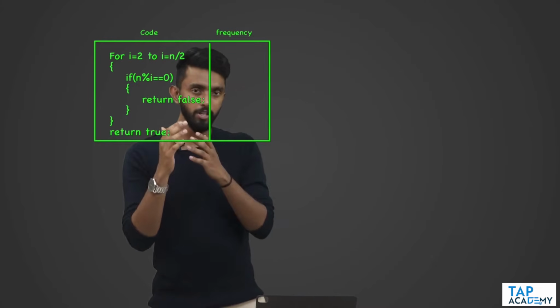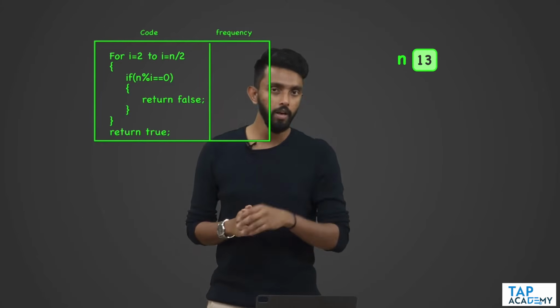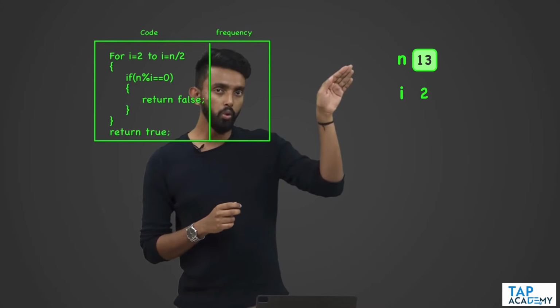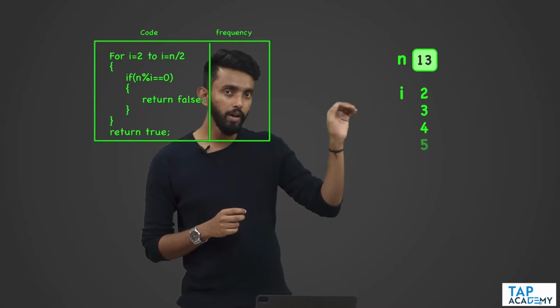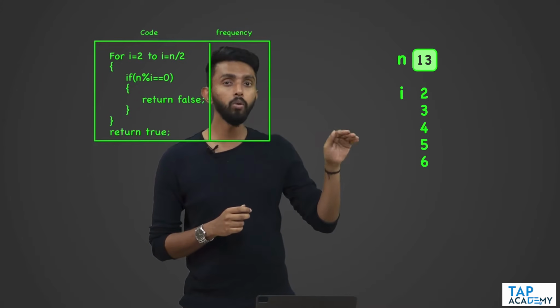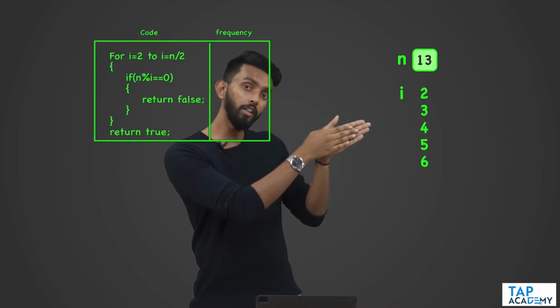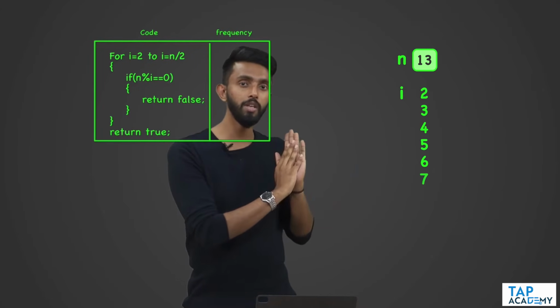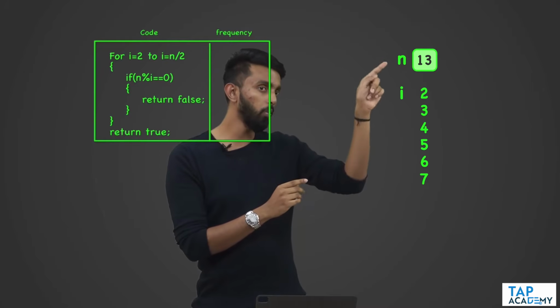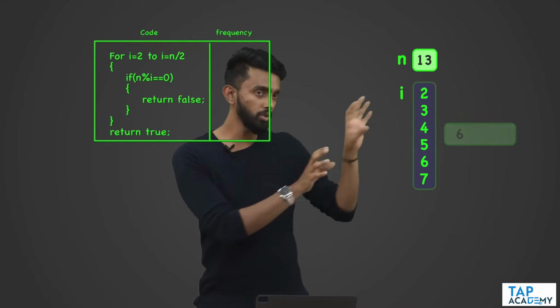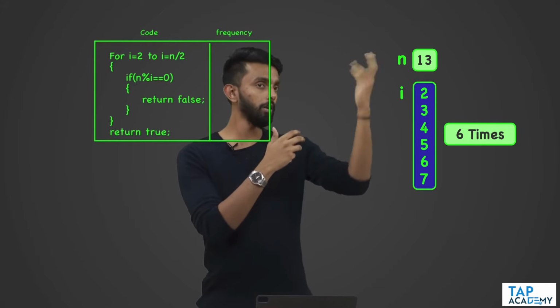Watch it. I'm just taking an example. Assume n is 13. So i starts from 2, then 3, 4, 5, 6. It will go till n by 2, and n by 2 is nothing but 6. I hope you're able to think. That is 6. Then the false condition also, which is 7. So if you look at it, 1, 2, 3, 4, 5, 6 times. So 6 times it is working, which is nothing but n by 2.